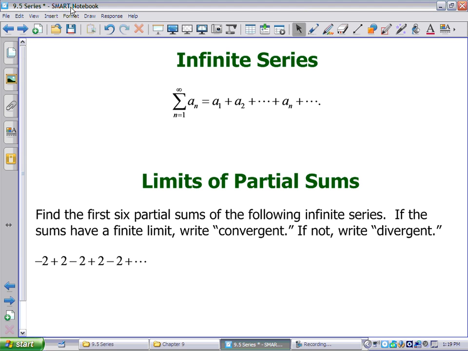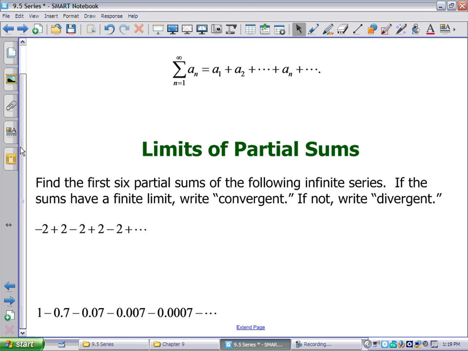Here we're going to look at the sum of an infinite series. And you can see here an infinite series, the upper limit has the infinity symbol, meaning it's going to go on and on and on. When we look at the sum of an infinite series, sometimes we start by looking at partial sums. So we're going to look at the limits of partial sums.